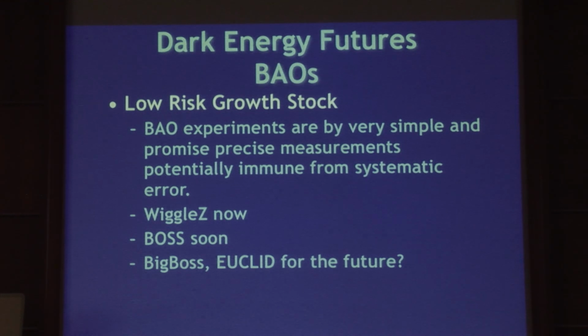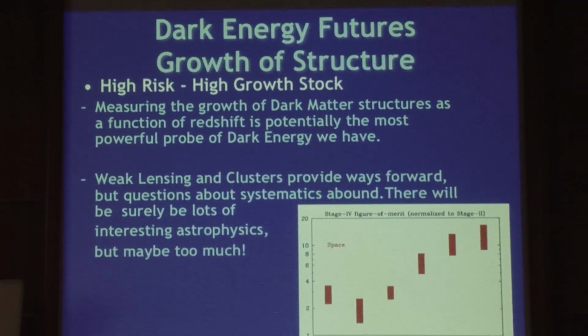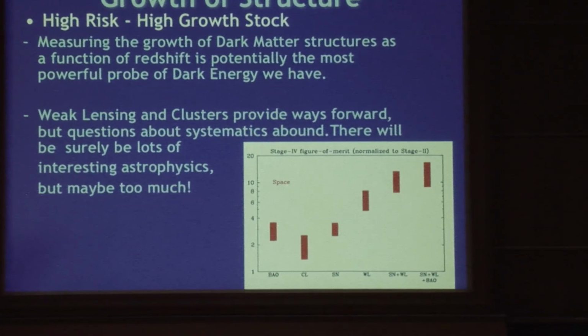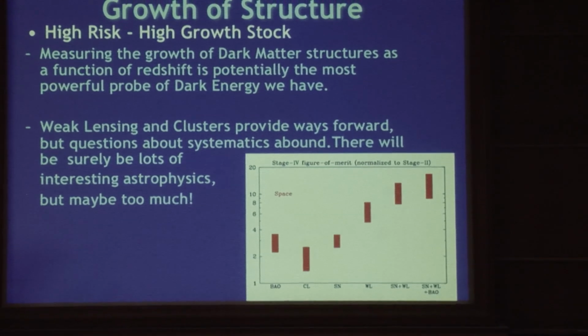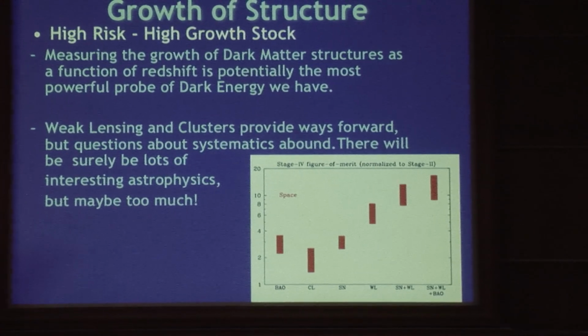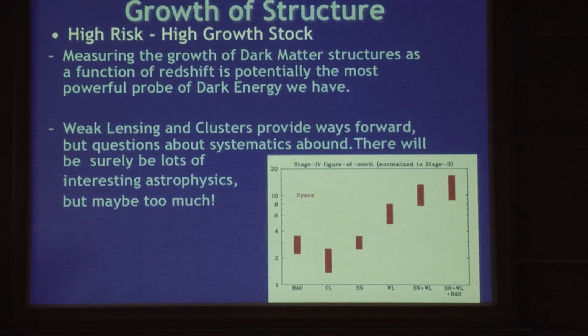So BOSS is soon, and then we have potentially a 20 million galaxy survey with the Kitt Peak 4 meter called Big BOSS, which is proposed. Euclid, which of course you know very well here at IAP, will potentially be doing the whole sky, really as well as you can, in about the next 10 years. You also have what I call measuring the growth of structure, and it turns out that is an incredibly accurate probe of dark energy if you don't have any systematic errors.